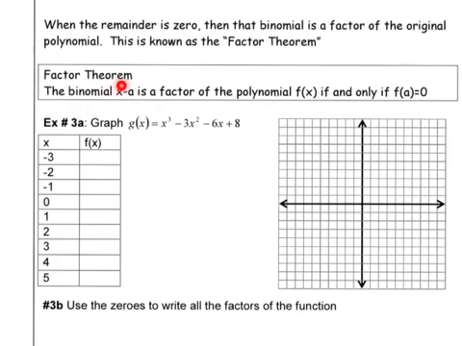Factor theorem. The binomial x minus a is a factor of the polynomial f of x if and only if f of a is 0. So when you plug in a for the function, it should kick back a 0, meaning it's a 0 of the function. Alright, well how else could we find some zeros?